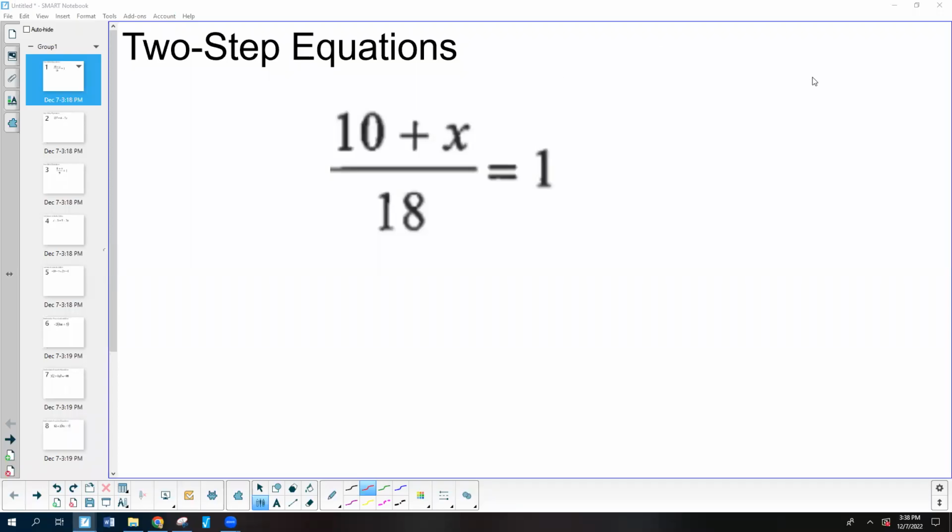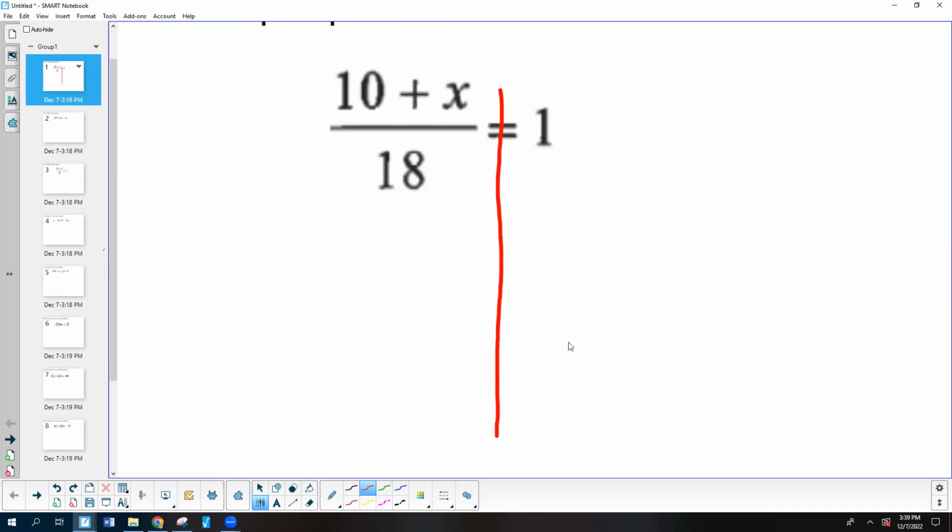All right, guys, we've got two-step equations here. This is your first problem on your paper, so let's go ahead and dive into this one. All right, this one right here, we want to draw our line down the middle of our equal sign. That's going to remind us to keep it balanced.